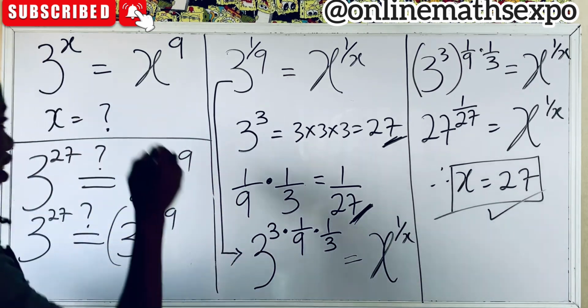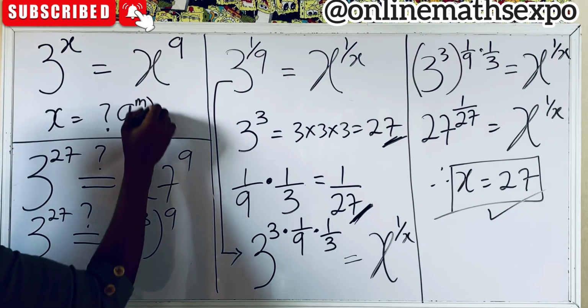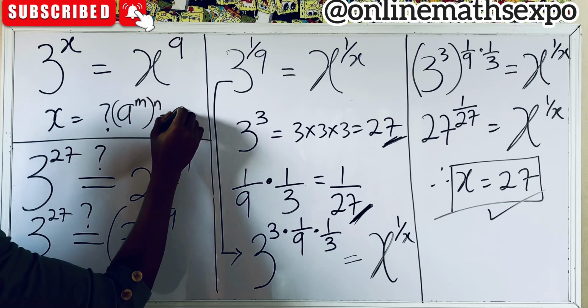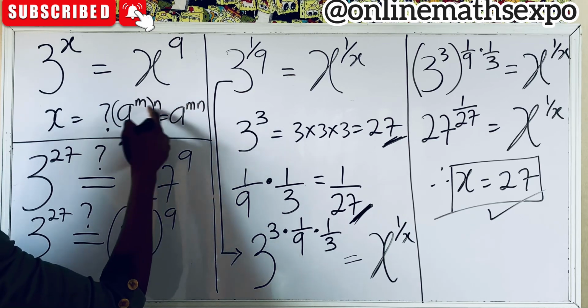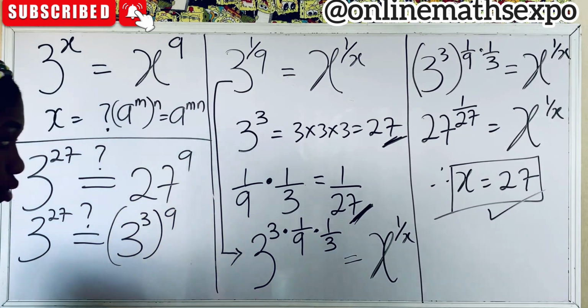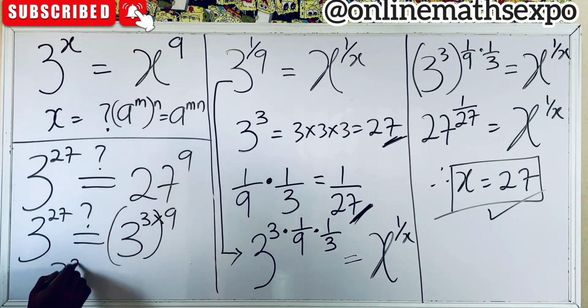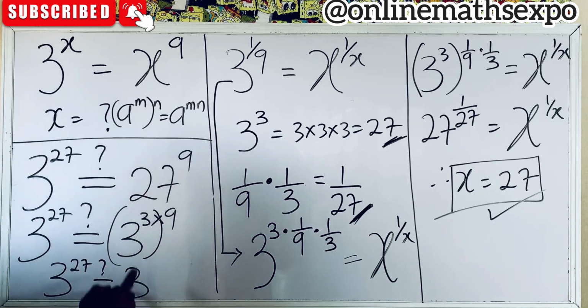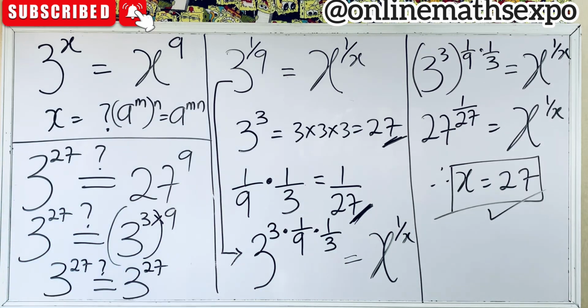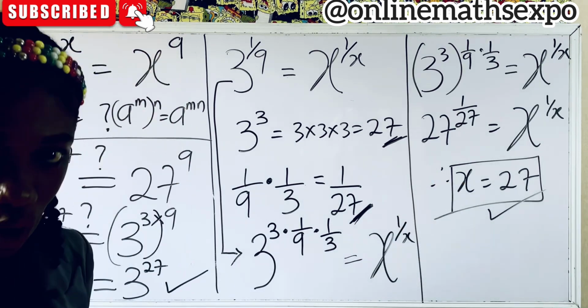Remember your rule of indices, which says a to the power of m to the power of n is a to the power of mn. You multiply the power when you bring it out from the bracket. So if you multiply this power, we're going to have 3 to the power of 27. Is it still the same with 3 to the power of, multiply this, you'll have 27. You see the left has become equal to the right. So in that case, we say they are equal, meaning that our answer is very correct.